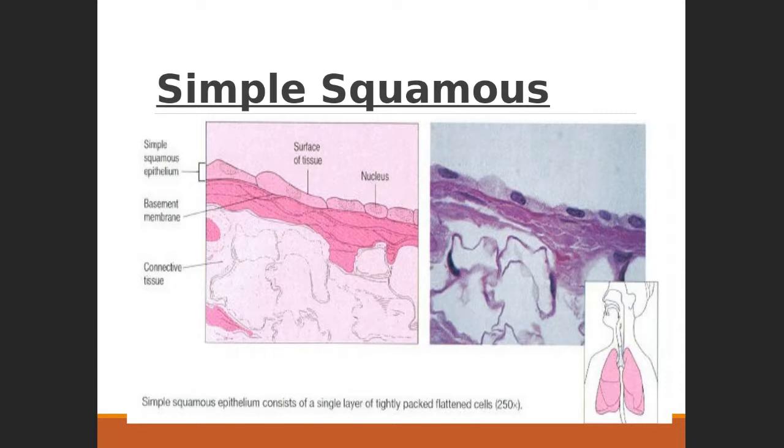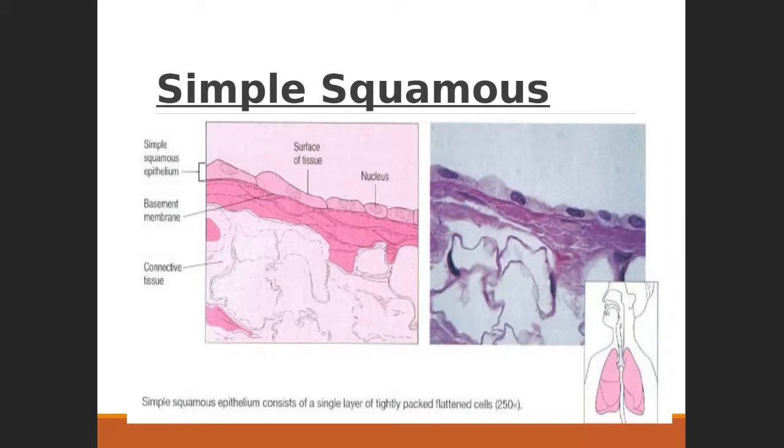And what we have here is a single layer of broad, thin, flat cells. So ask yourself, what will this tissue be good at? Is this the type of tissue you would like to depend on to resist a lot of physical wear and tear? Hopefully you said no.